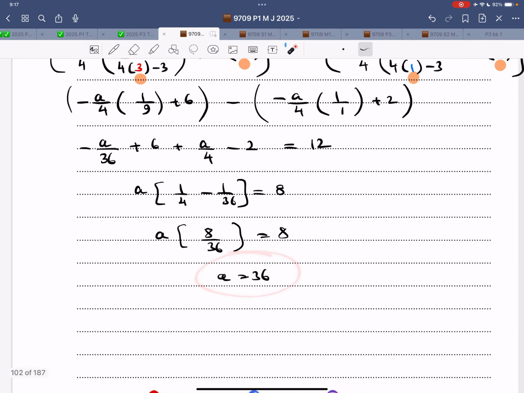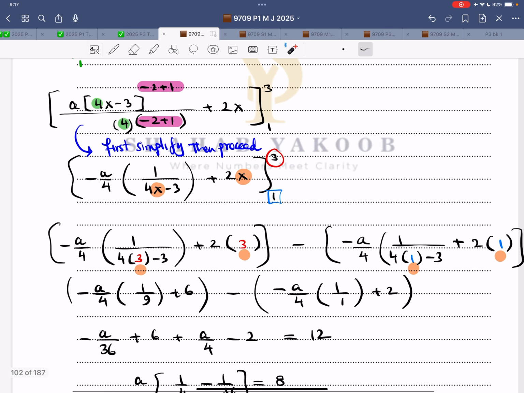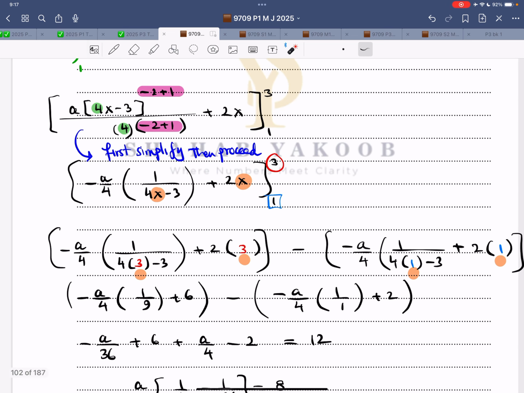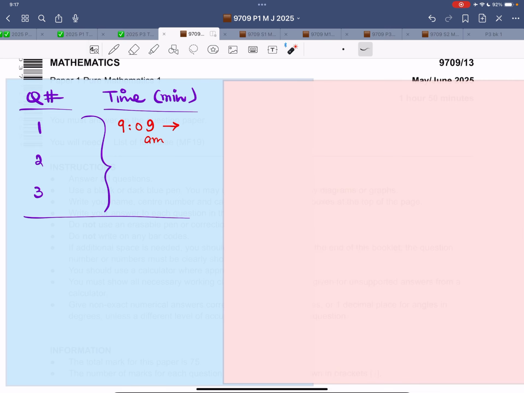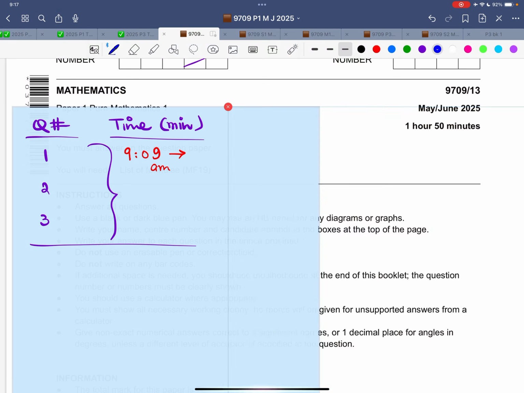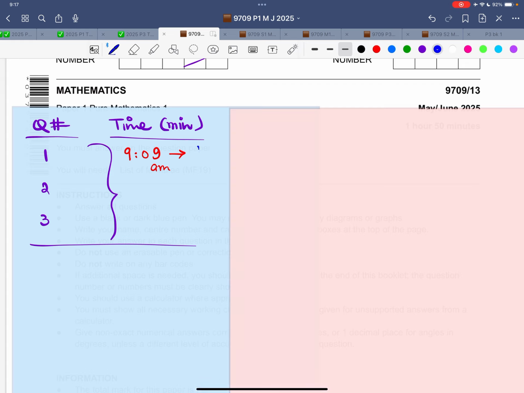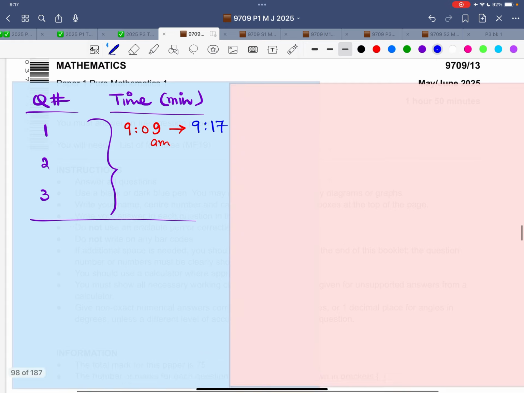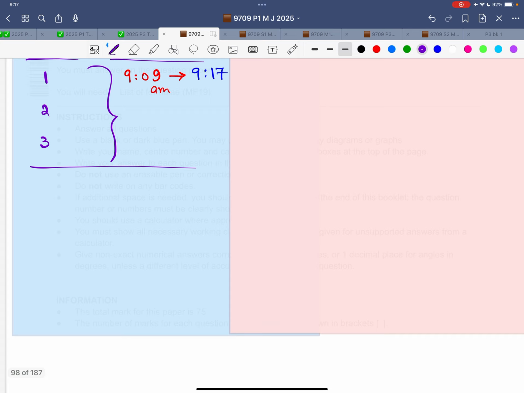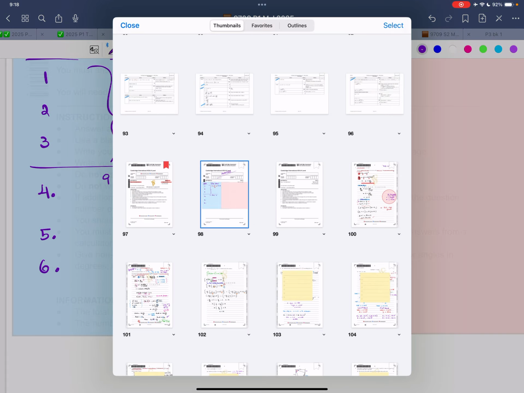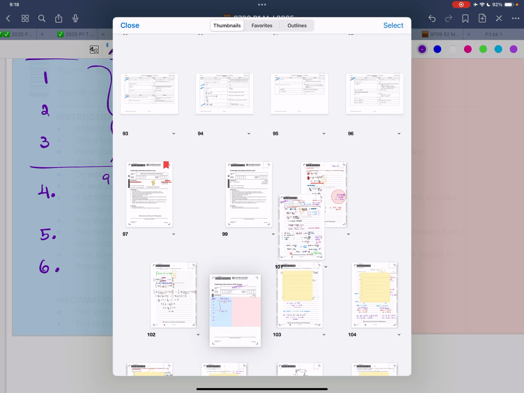You find the value of a as a beautiful integer. That is 36. So now this is 9:17. 3 questions are done. Let me move to this one. So 9:09 till 9:17, that's how the first 3 questions are done. So let me write over here: question number 4, question number 5, question number 6. I'm taking a small break, so let me start at 9:18 a.m. and then proceed, and let me shift this page all the way over here.